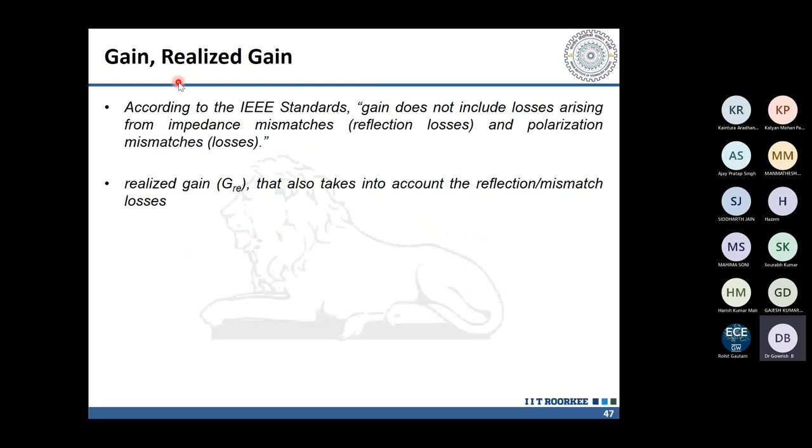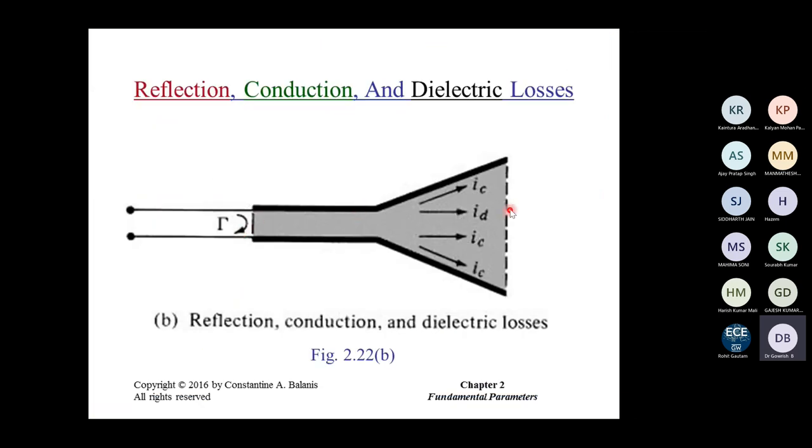Okay, next comes the realized gain. What we discussed so far is the gain. What we are going to discuss now is the realized gain. Realized gain says, okay, I was moving at the input terminals of the antenna. If my reference is the output terminal of the antenna, it is directivity. Now I came to the input terminals of the antenna and accounted for the losses within the antenna, the conduction loss and the dielectric losses. So now I am talking of gain.